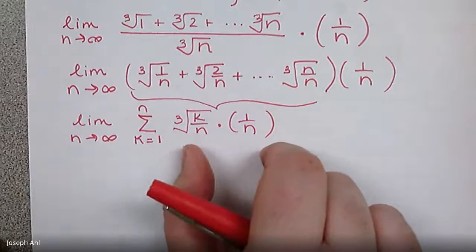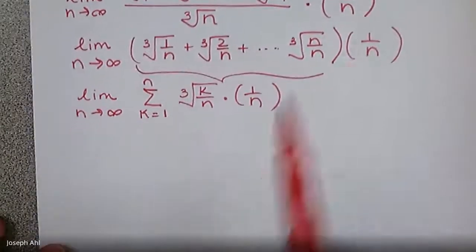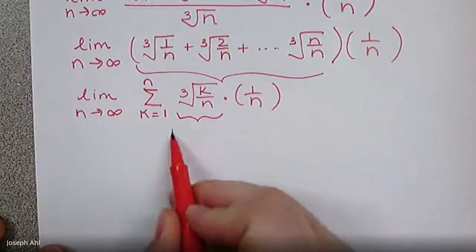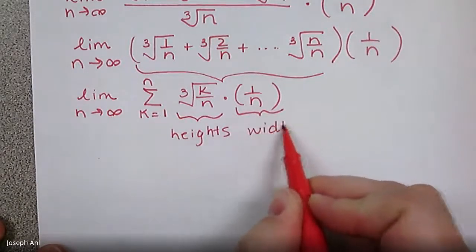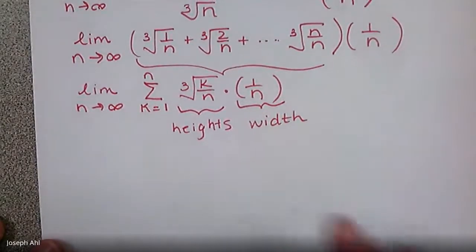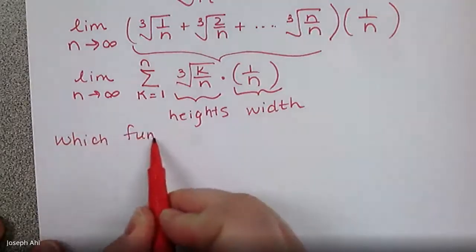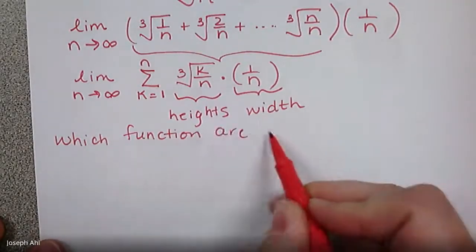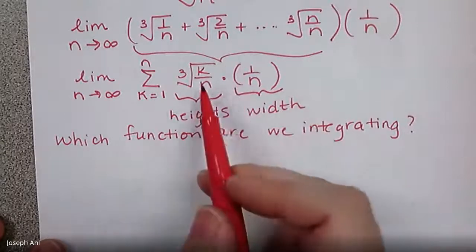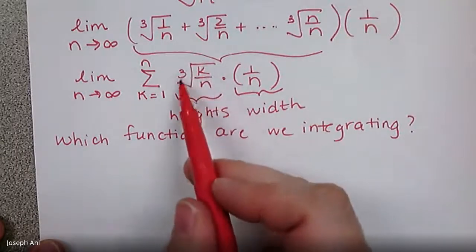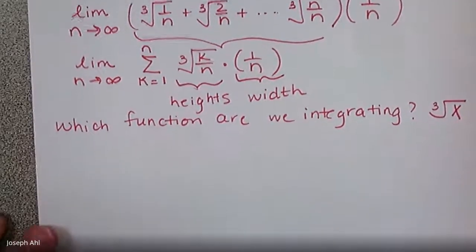And what this is turning into is the definition of a definite integral, where these are going to be the heights of the function, and 1 over n is going to be representative of the width of all of our rectangles. So which function are we integrating? It's a pretty easy choice. If I'm looking at these as my heights, the cube root of something is a height. Why don't we say that we're integrating the cube root of x?